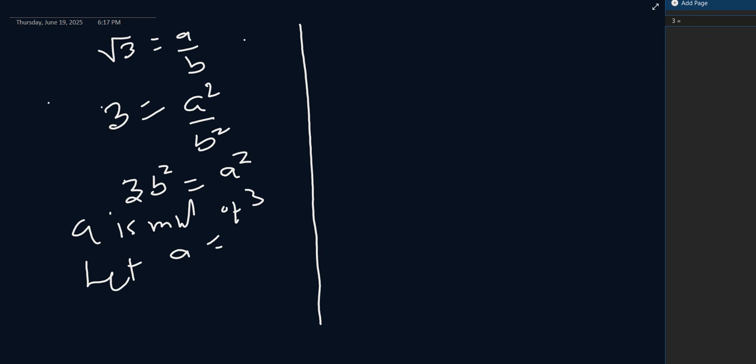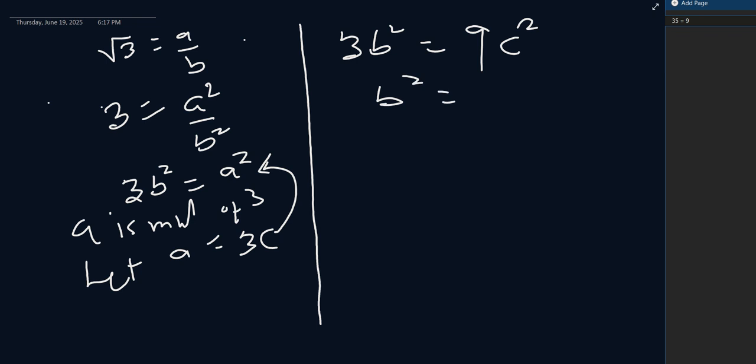A be equal to some constant C times 3, right? We are multiplying by 3 to ensure that A is always a multiple of 3, right? Realize that when multiplying a constant by 3, you get a multiple of 3. Now, we can put A back into this equation, and that gives us 3B squared equals 9C squared. Now, when you divide both sides by 3, I get B squared is equal to 3C squared.